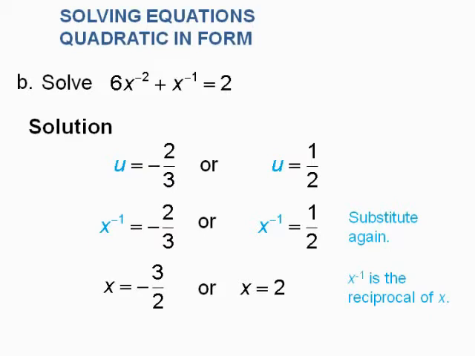So if u equals -2/3, then x to the -1st power equals -2/3. If u equals 1/2, then x to the -1st power is 1/2. And notice, what is x to the -1st power? So you kind of have to review how good your rules for exponents are. That this just means 1 over x.